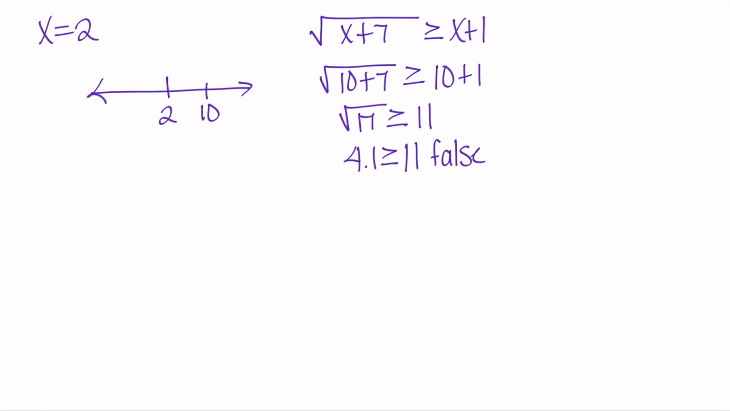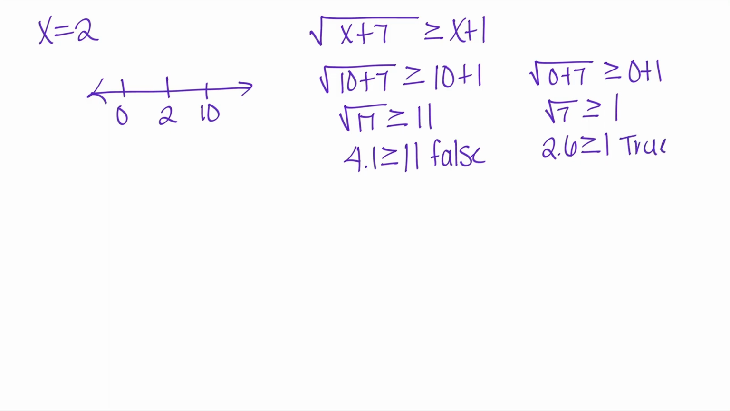Now I'm going to try a number to the left of 2. I'm just going to pick 0. So that gives me the square root of 0 plus 7 is greater than or equal to 0 plus 1. So that tells me the square root of 7 is greater than or equal to 1. The square root of 7 is 2.6. And that is greater than or equal to 1, so that is true. So that's telling me that numbers less than or equal to 2 do make this inequality true. Well, so far I have x is less than or equal to 2.